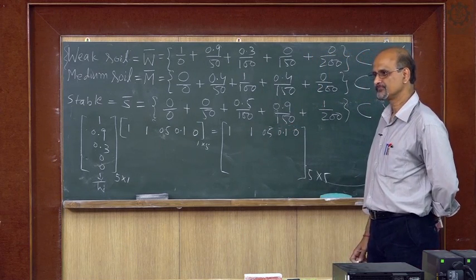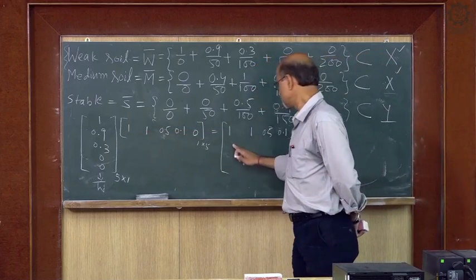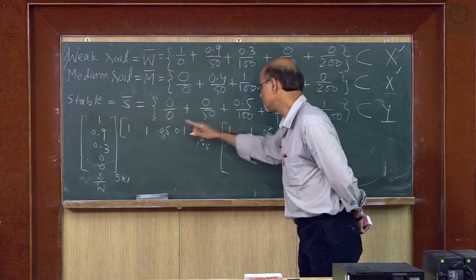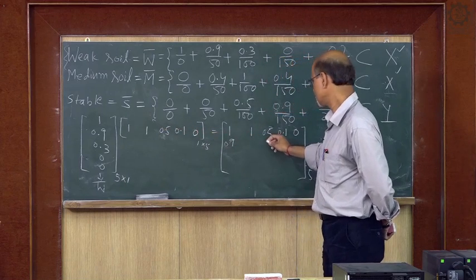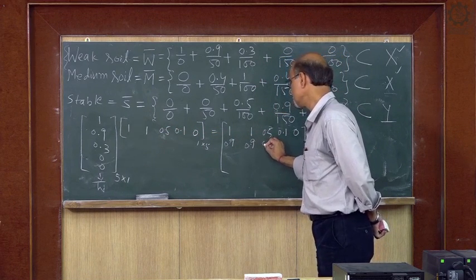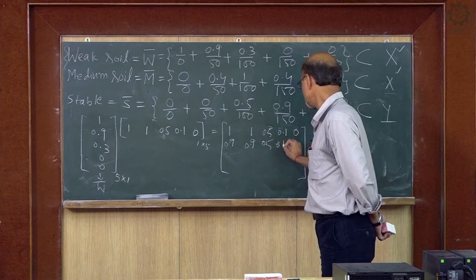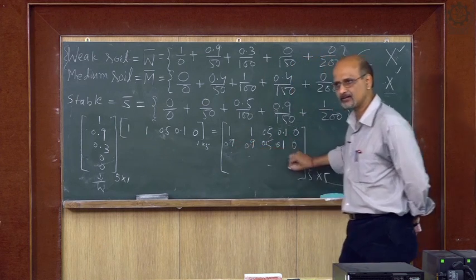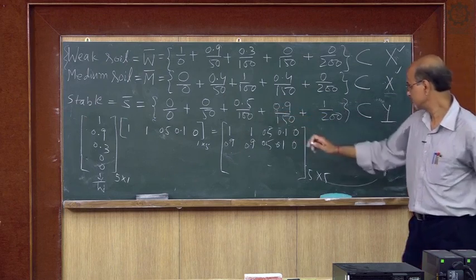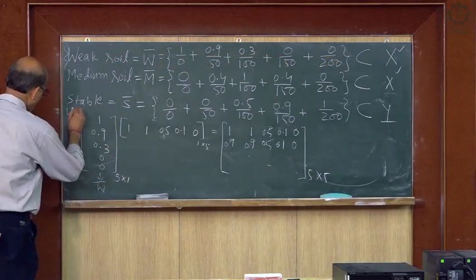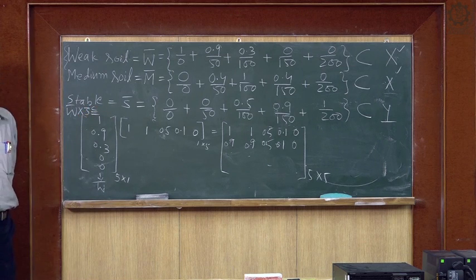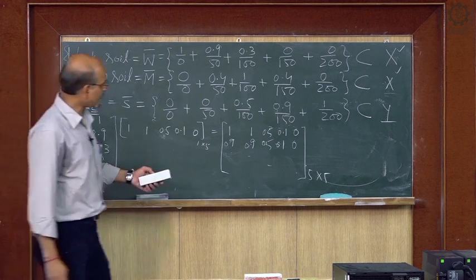Okay? Next row, what? 0.9, 0.9, then 0.5, 0.1, 0. So, like that you can find, and this is your 5 by 5 matrix for your W bar cross S bar complement. Is it okay? Similarly, you can find what? W bar complement cross Y.